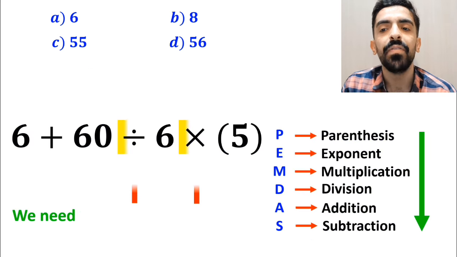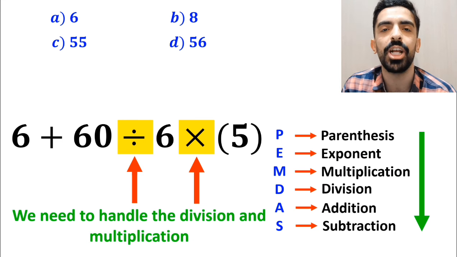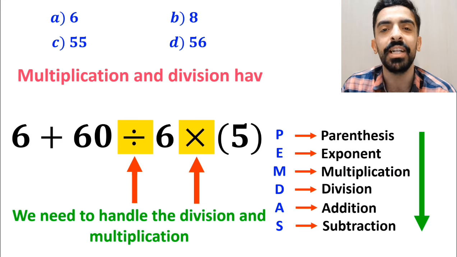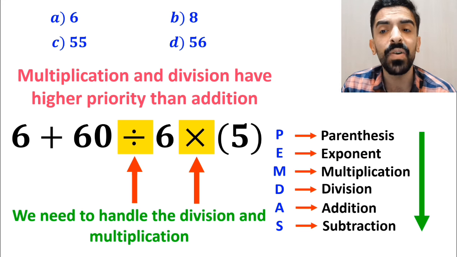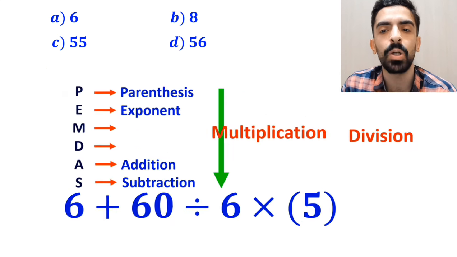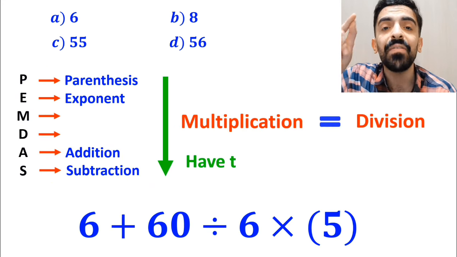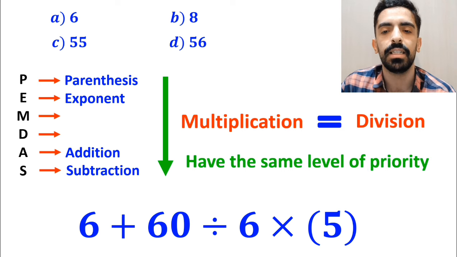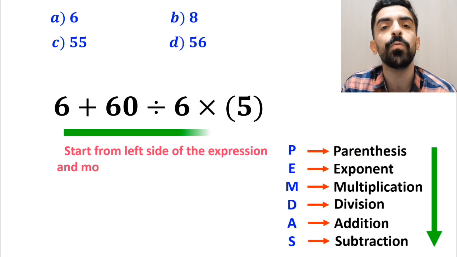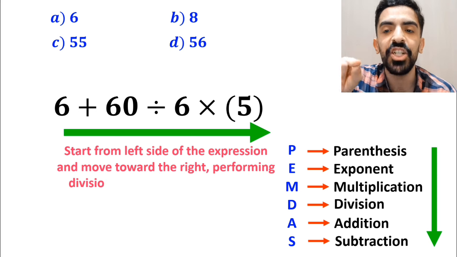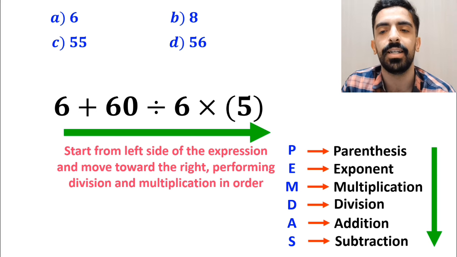And the next step, we need to handle the division and multiplication, because multiplication and division have a higher priority than addition. However, it's very important to note that in the PEMDAS rule, multiplication and division have the same level of priority. In this case, the best thing to do is to start from the left side of the expression and move toward the right, performing division and multiplication in order.